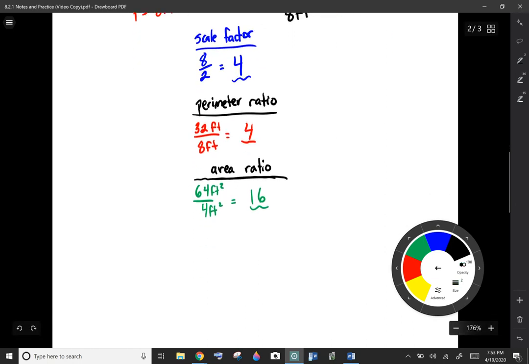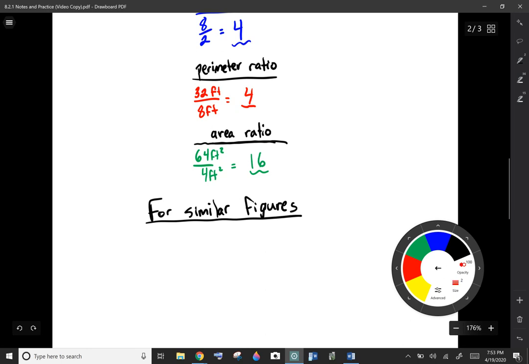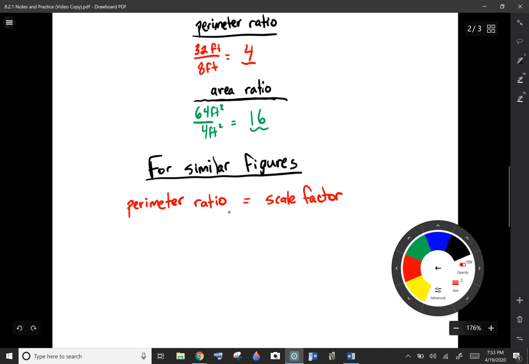So these are the formal notes that I want you to take. We'll box this up in a second, but for similar figures, not just triangles and squares, but all of them, we know that the perimeter ratio is always equal to the scale factor. So if one side length is twice as big, that means the perimeter is also twice as big.